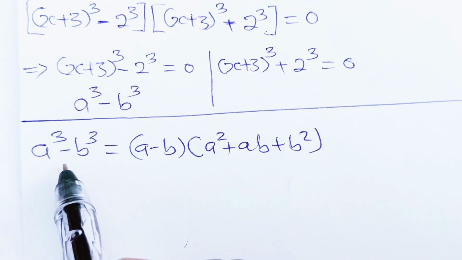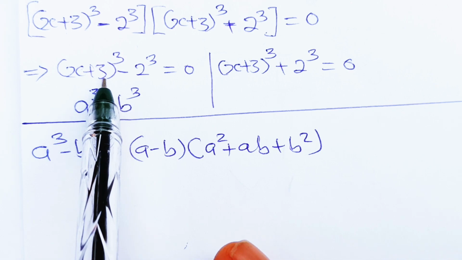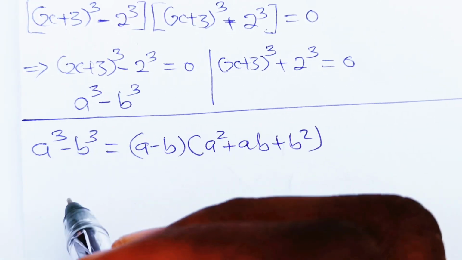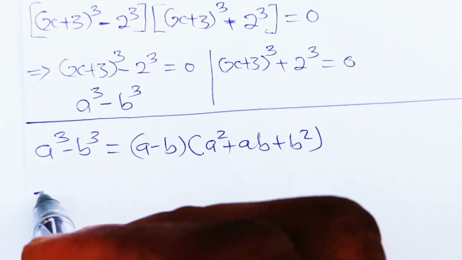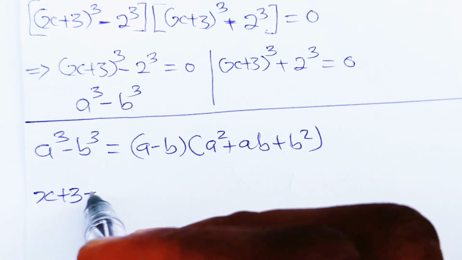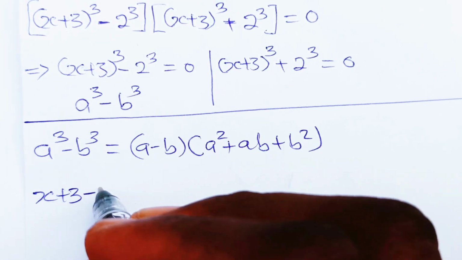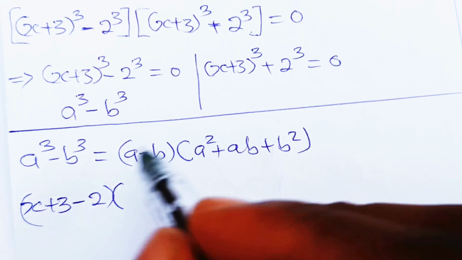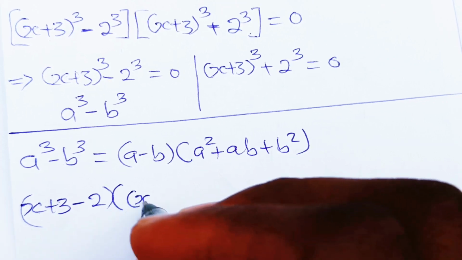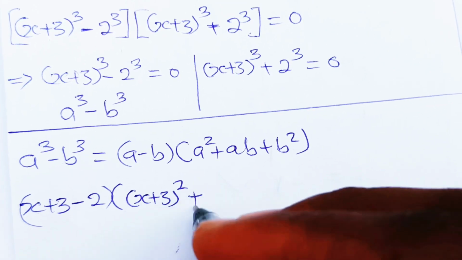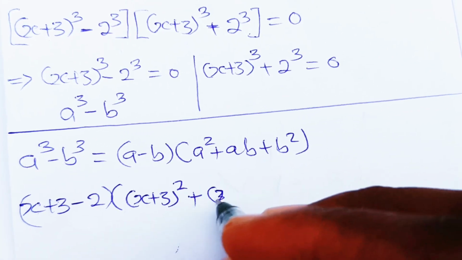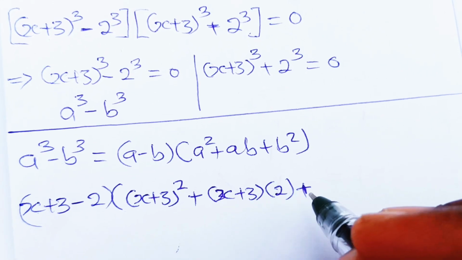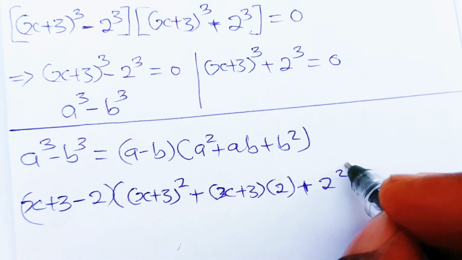Okay. Now let's go ahead and substitute those values into this place. Our a is x + 3, so we are going to write (x + 3 − 2), our b is 2, right? Open bracket. Now, a² is (x + 3)², plus ab, that is (x + 3) multiplied by 2, plus b², that is plus 2².